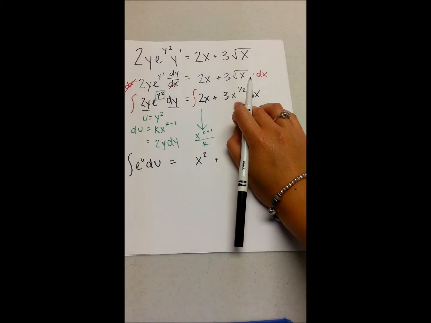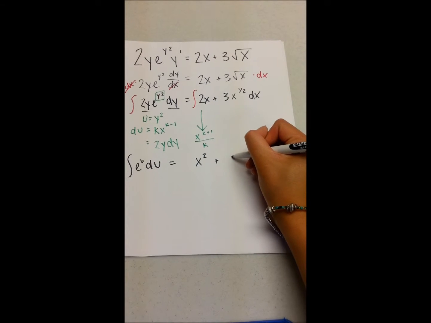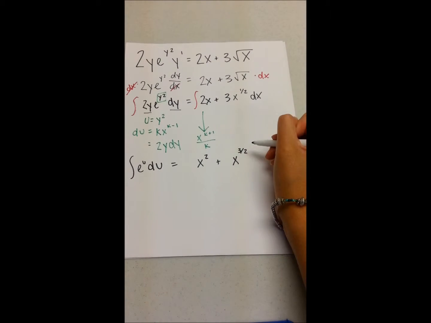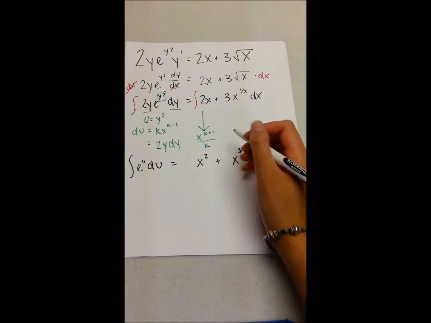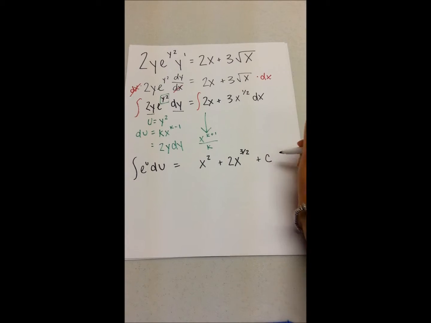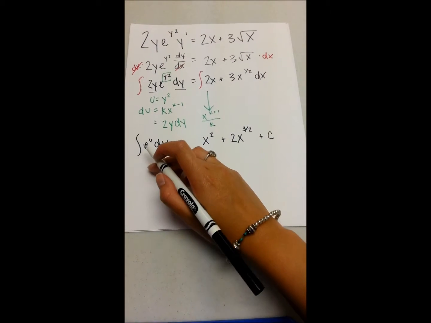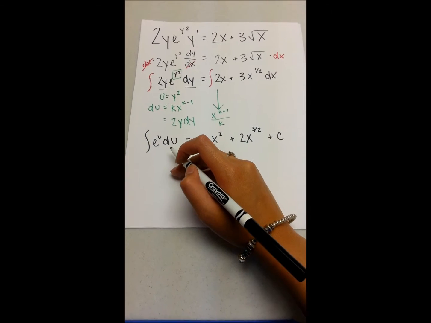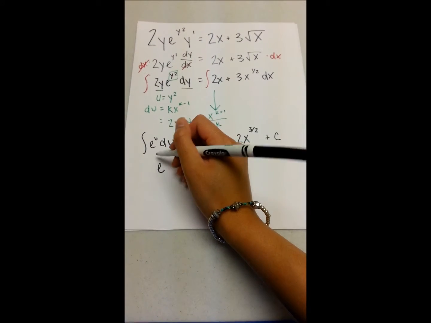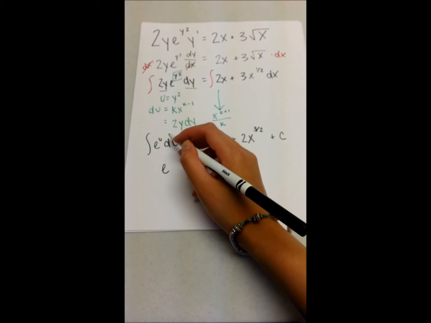And then for 3x to the 1/2, we also use the power rule. So we have 1/2 plus 1 is 3/2, and 3 divided by 3/2 is 2. We'll have our plus c at the end. And over here, to integrate e to the u du, it's just e to the u again.